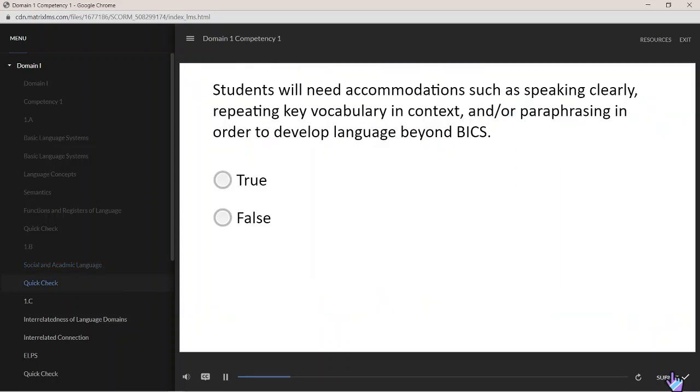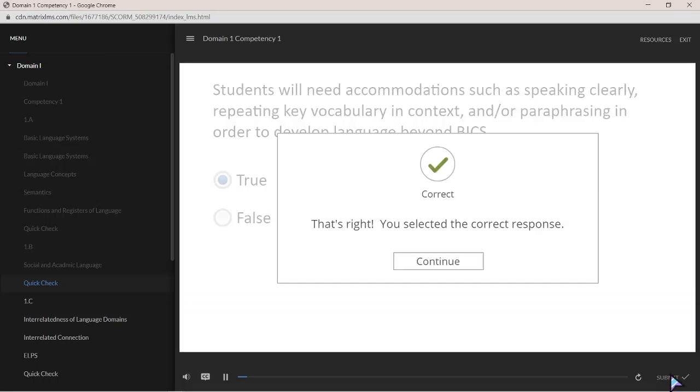Students will need accommodations such as speaking clearly, repeating key vocabulary in context, and/or paraphrasing in order to develop language beyond BICS. True or false? The answer you should have selected is true. If you did not select true, please review the previous section.